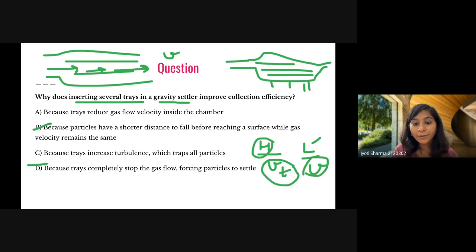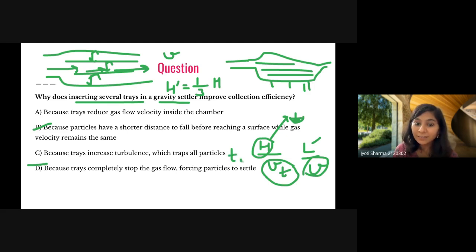So whenever we insert trays, the height of the chamber will be reduced. Why reduced? Because here this is just H, this is another H, and this is another H. So we have reduced our total H, or let's say H dash is equal to one third of H. What will happen if we reduce this? Then the time to settle down will also reduce.